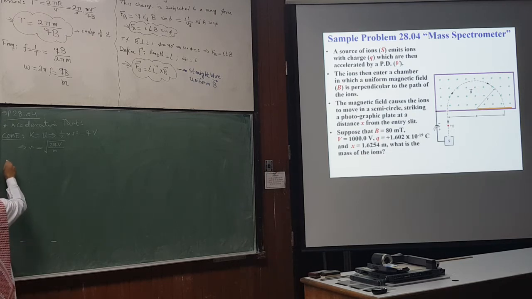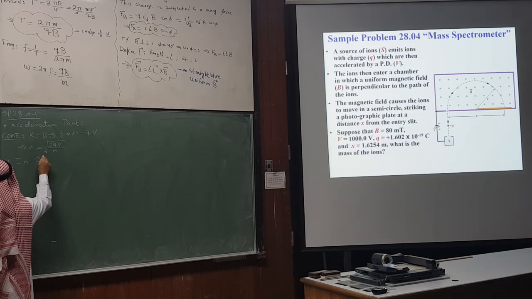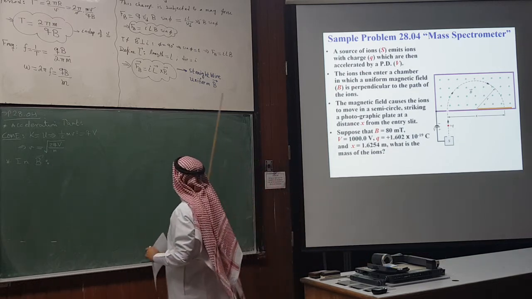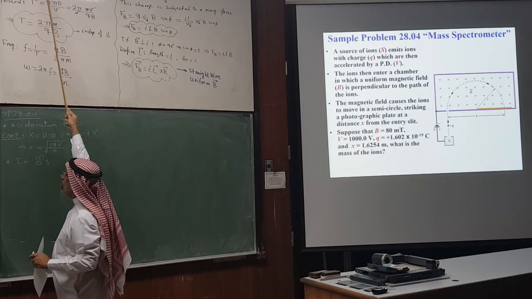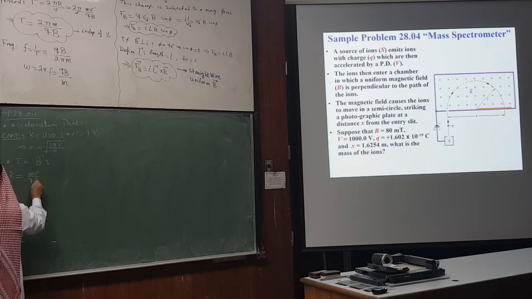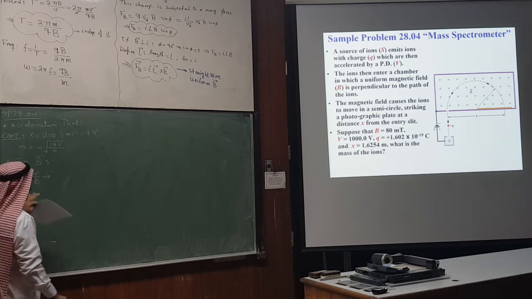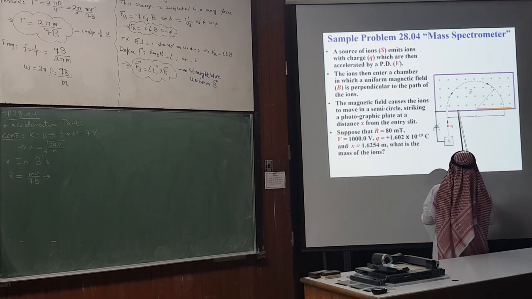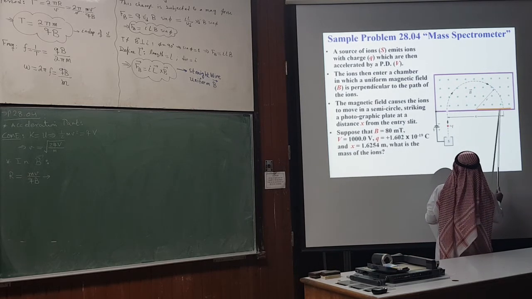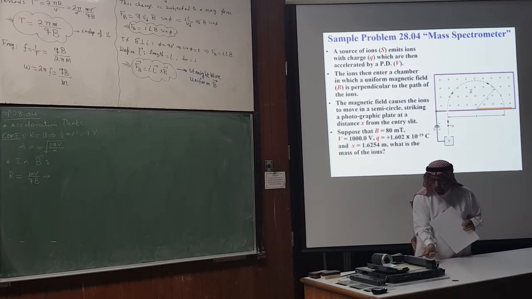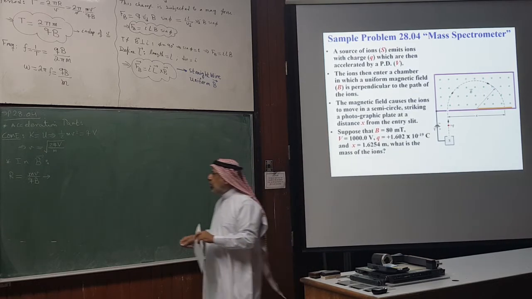Now let us consider what happens in the magnetic field. Like we saw today, it will move in a circular path of radius mv over qB. So the radius of the path is equal to mv over qB. Let's now substitute. R is what? This is x. How much is that? That's equal to 2r. So R is equal to x over 2. Okay? R is equal to x over 2.